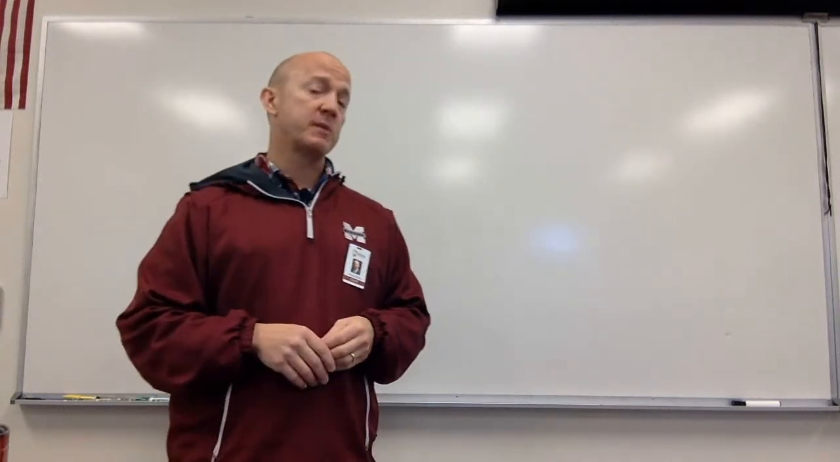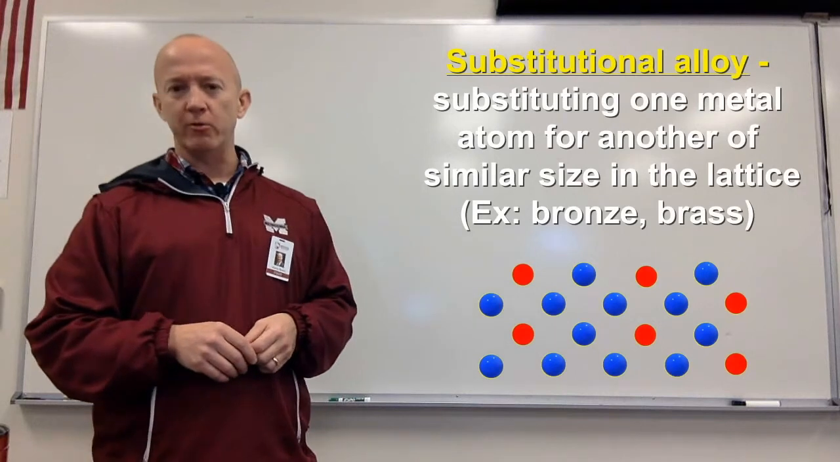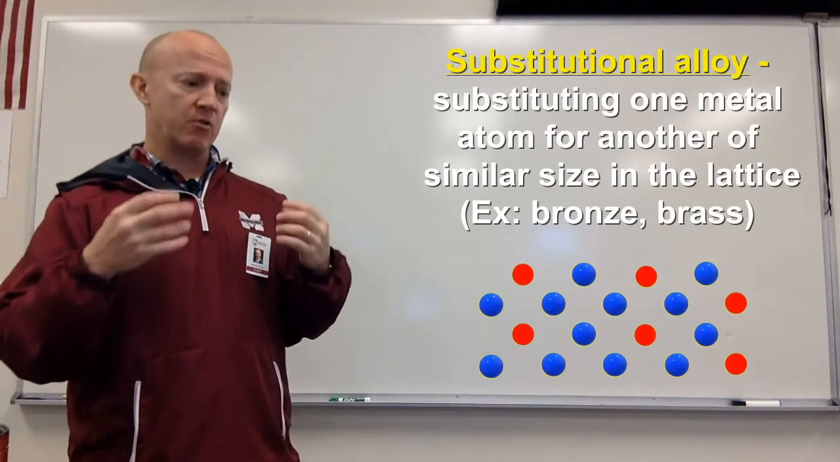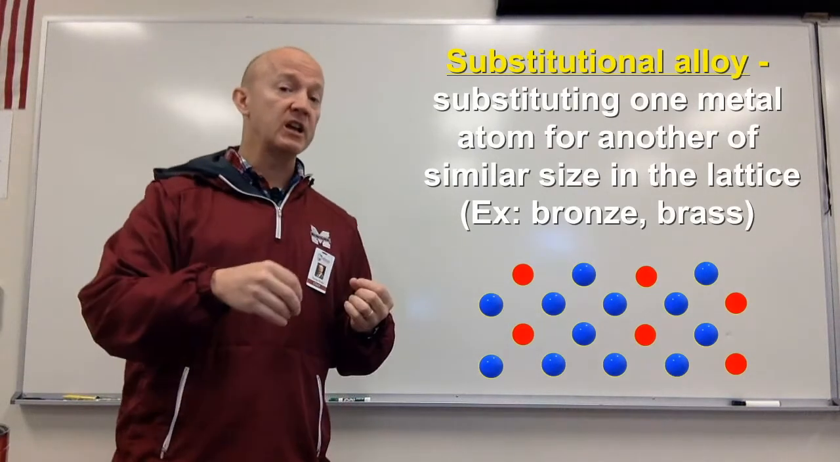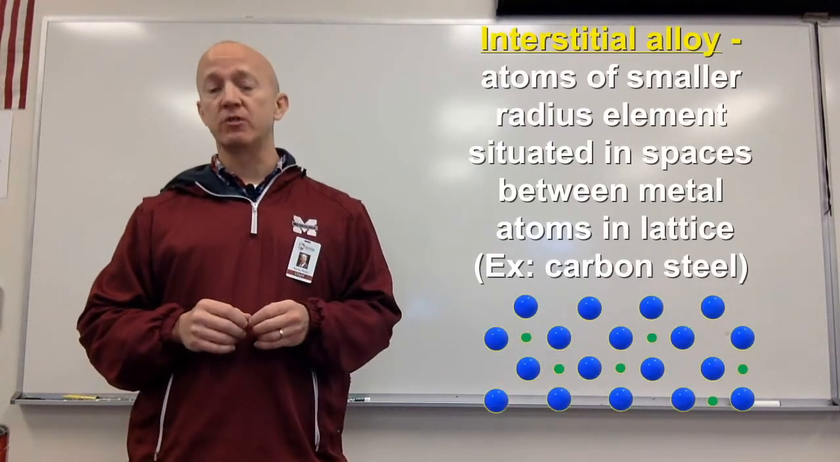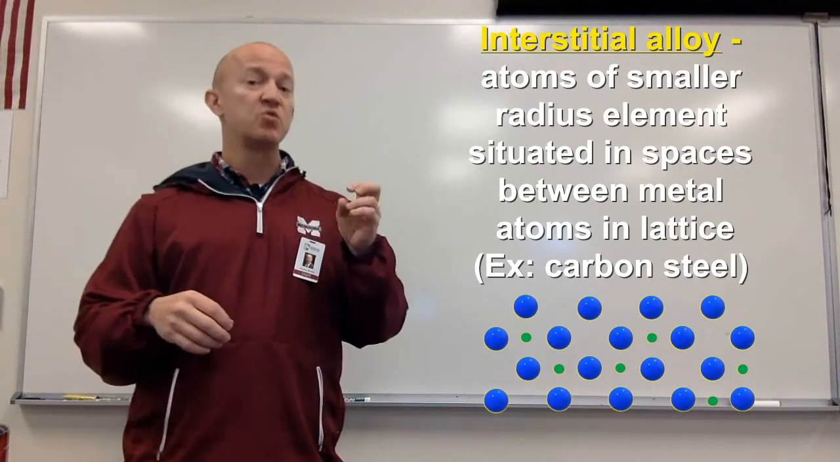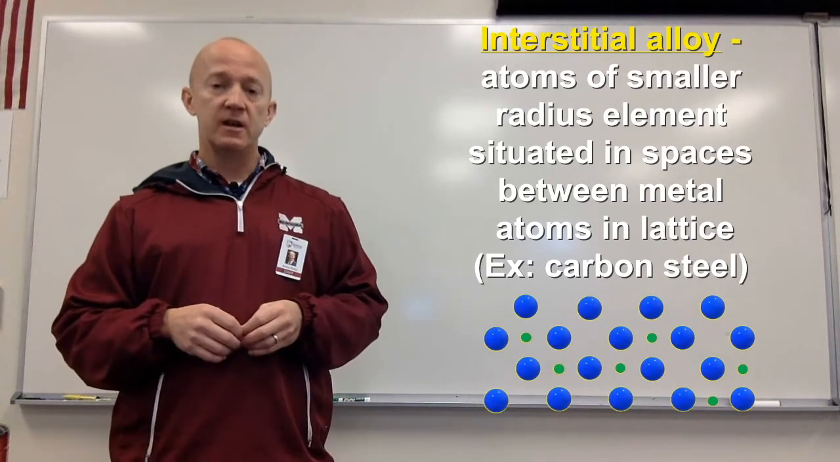As we close, let's talk about two types of alloys. One is called a substitutional alloy. That's when you have some of the atoms in that original metallic solid being replaced by atoms of a different element. The second type is what we call an interstitial alloy. That's when we introduce smaller atoms in those little spaces between the metallic cations in that metal.